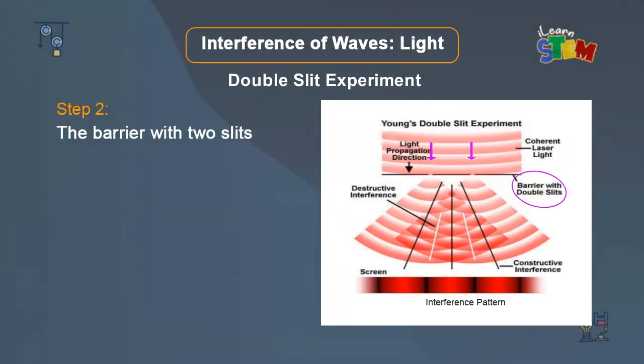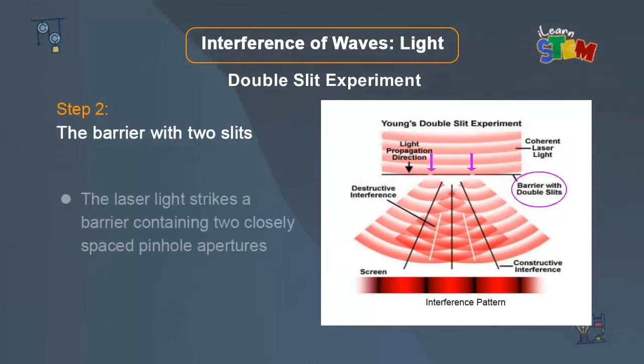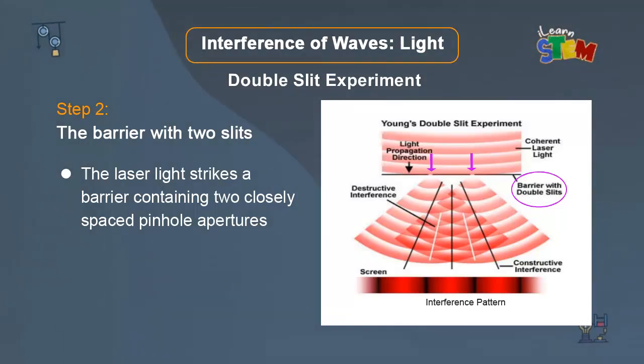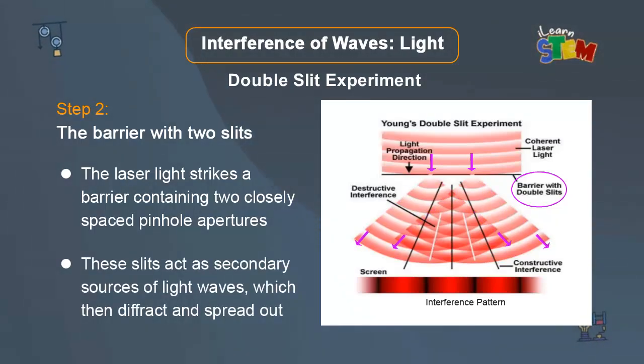Step 2. The barrier with two slits. The laser light shines on a barrier with two tiny slits. When the light reaches the slits, something interesting happens: it spreads out. These spreading light waves from both slits act as two new coherent sources of light.